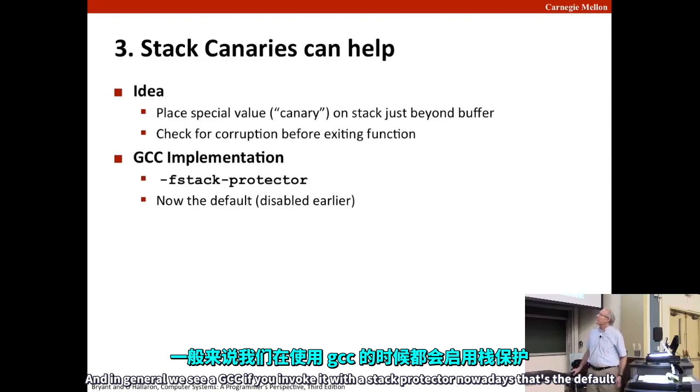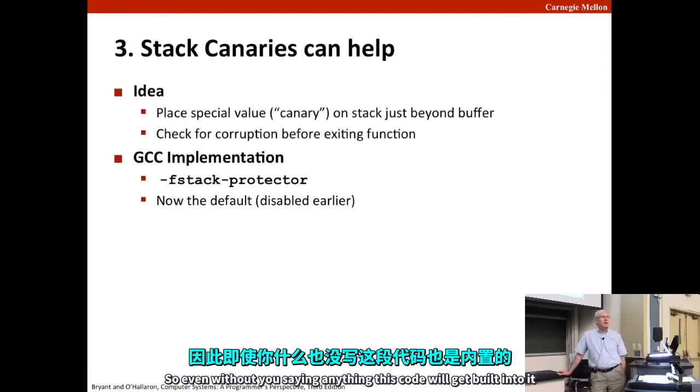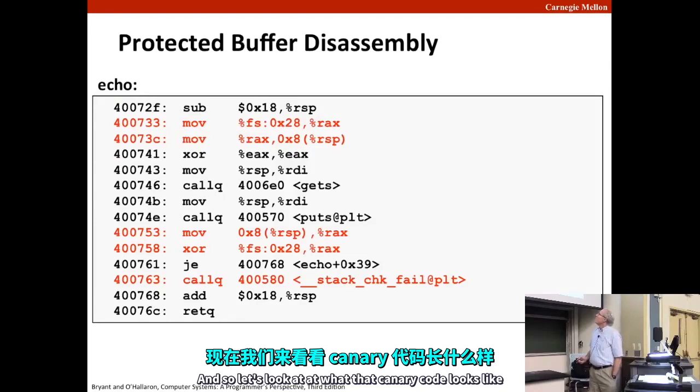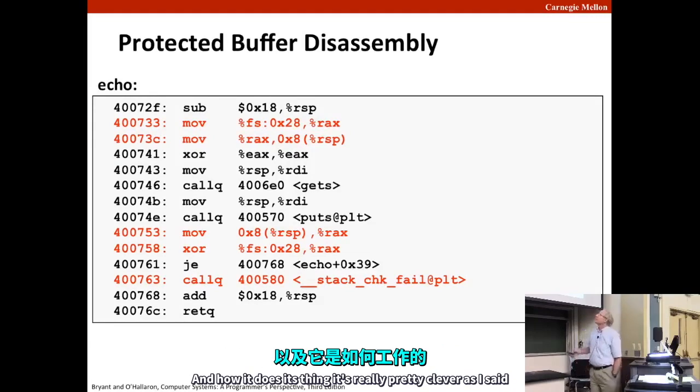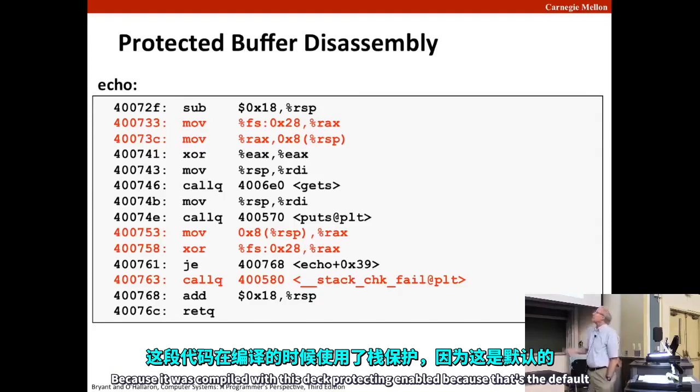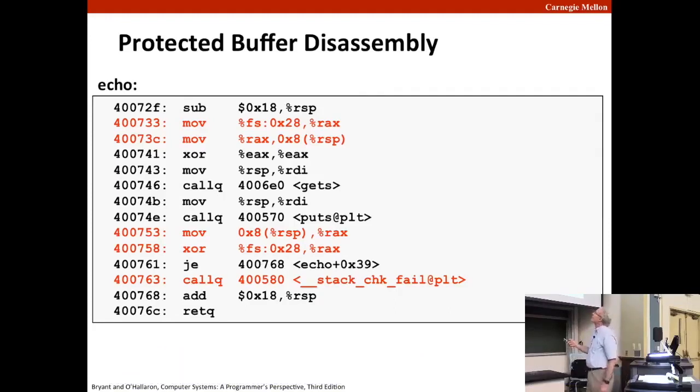And in general, with GCC, if you invoke it with a stack protector, nowadays that's the default. So even without you saying anything, this code will get built into it. And so let's look at what that canary code looks like and how it does its thing. It's really pretty clever, as I said. And some of you have already observed this strange kind of memory reference in a register reference in the code in your bomb labs, because it was compiled with the stack protector enabled, because that's the default.